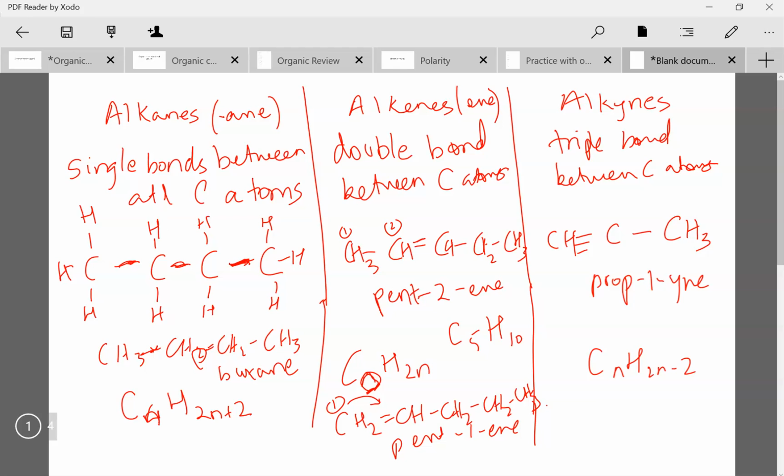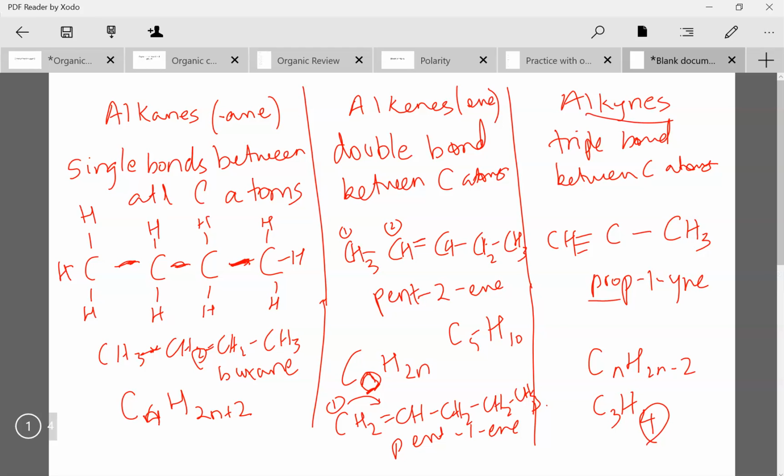CnH2n-2, which means that if you have 3 carbon atoms, you have less than double, so less than 6 hydrogens, because you have a triple bond, so that kind of uses up the hydrogen. You don't need as many hydrogens, right? So you have less than double, so less than 6, in this case 4. And if you have C5, you'll have H8, which is again less than double of 5. So that's the general formula for an alkyne.